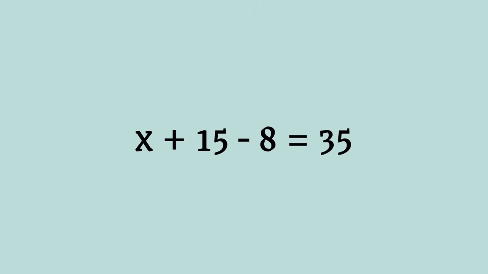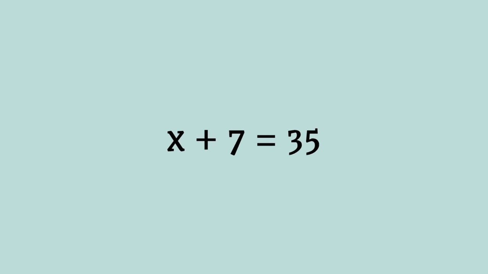Here's an equation. X plus 15 minus 8 equals 35. How do you find x? You can do that by looking at everything around x. We know generally what x is because we know what it is when you add 15 and subtract 8. When you do that, we know that it's equal to 35. 15 minus 8 is 7, so we can just simplify this to be x plus 7 equals 35, and it'll mean the same thing. What do you do now?